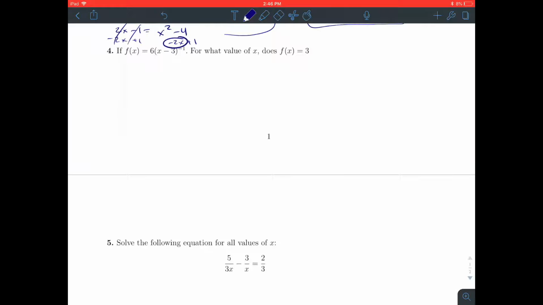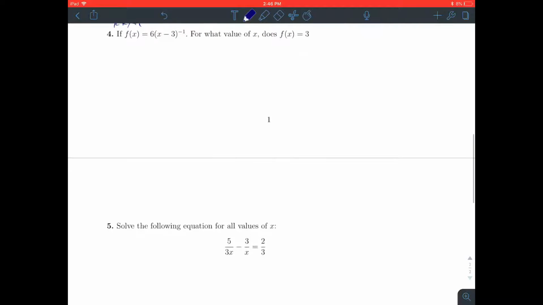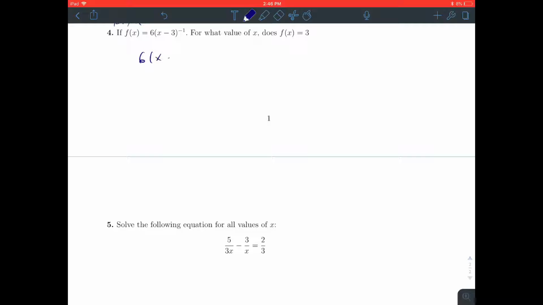All right, problem number 4 is probably the craziest looking problem on this homework set, but as long as we're careful understanding it, I think it's going to be pretty similar to the ones we've already beat. So we got f of x is equal to 6x minus 3 to the -1st power. We want to know for what value of x does f of x equal 3. So we'll set our function equal to 3.